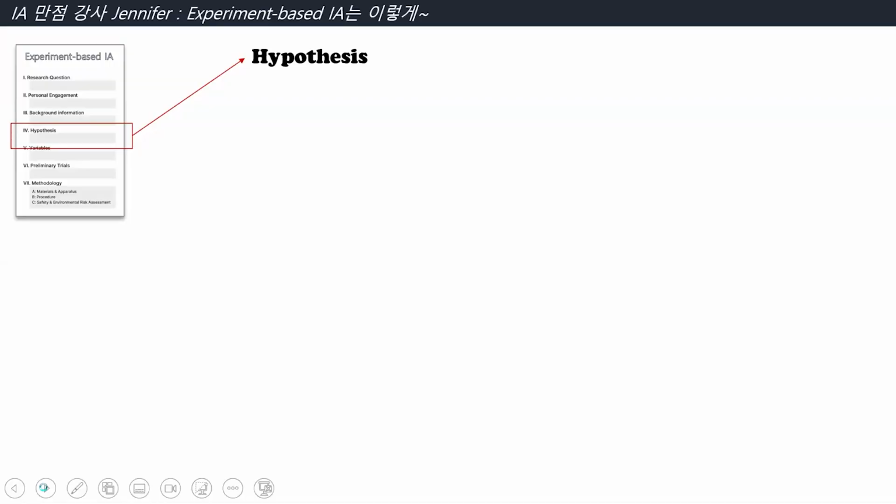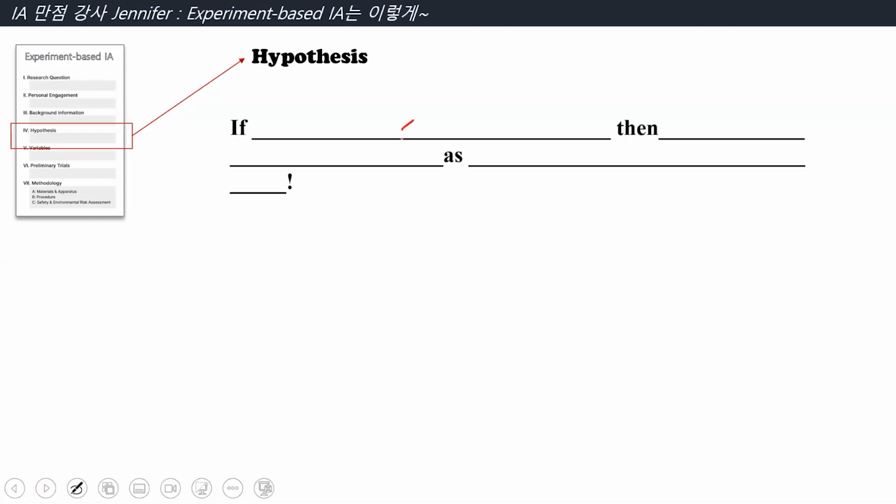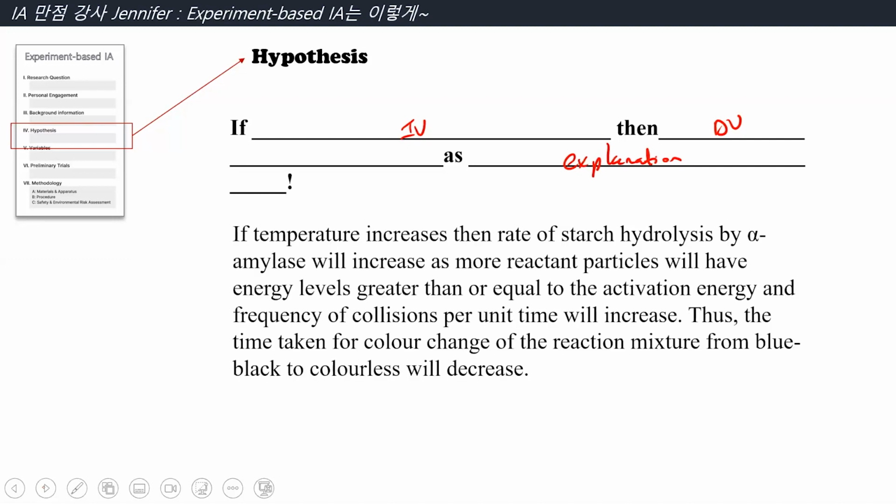For the hypothesis, you want to word it in the format of: if IV changes in a certain manner, then DV will change, with an explanation. So for example, if temperature increases, now remember temperature is our IV, then rate of starch hydrolysis by alpha amylase will increase.